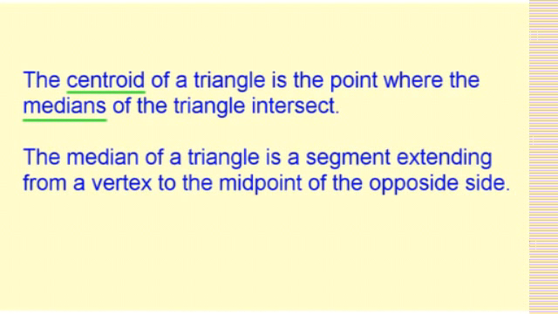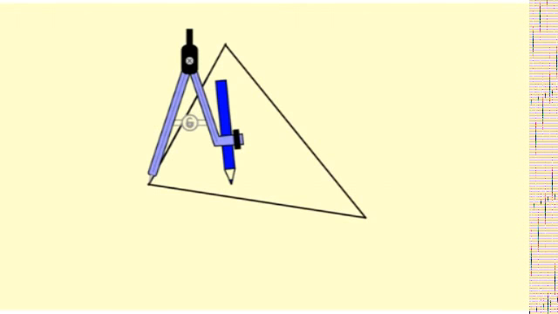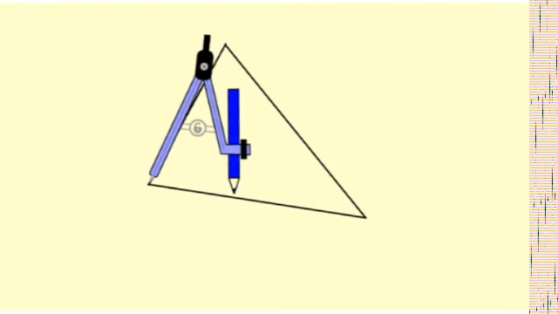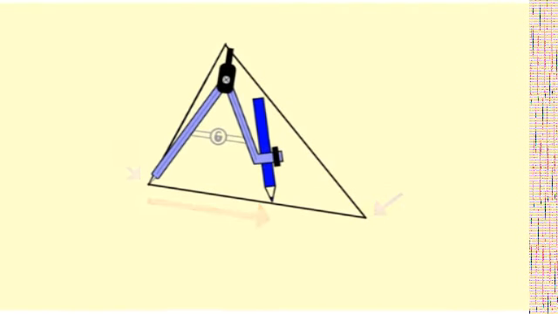The centroid of a triangle is the point where the medians of the triangle intersect. The median of a triangle is a segment extending from a vertex to the midpoint of the opposite side. In order to construct the median from this vertex to this side, I'm going to need to know the midpoint of this side. And the only way that I can find that is by constructing the perpendicular bisector. Remember that when we construct the perpendicular bisector, we need to make sure that our compass is open over halfway between the two endpoints of the segment.